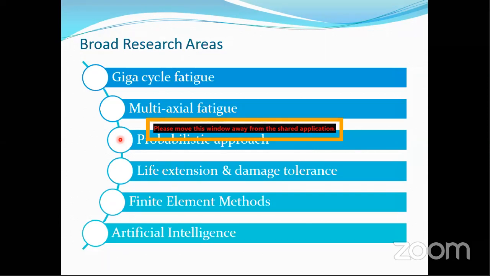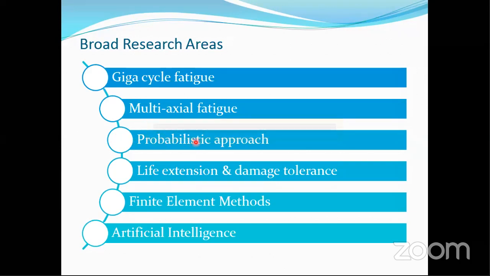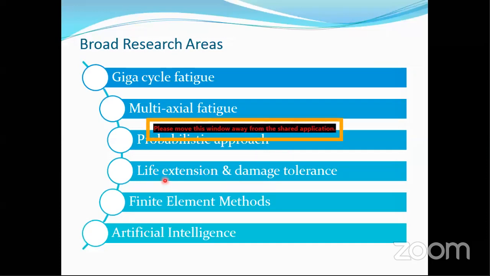So if we want to increase the probability or lower the probability of failure, if you want to go for low probability of failure, we have to go for statistical methods based on the available data. That is actually the probabilistic approach. Similarly, in the presence of a crack, how to extend the life, and how much damage can we tolerate.